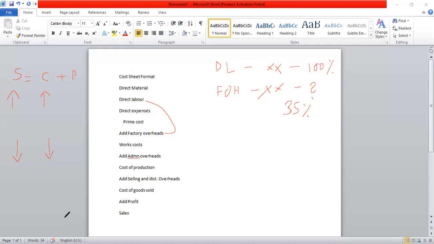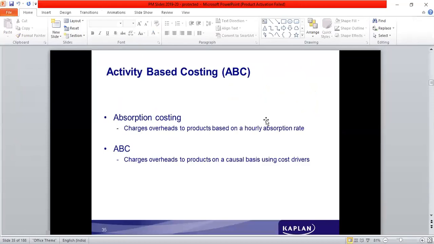So that is what we see here. Sales is equal to cost price plus profit. Now, in fact, you should have this idea before we start activity based costing. If you would have done one or two problems, the concept would have been much clearer. But nevertheless, let's try to proceed further.